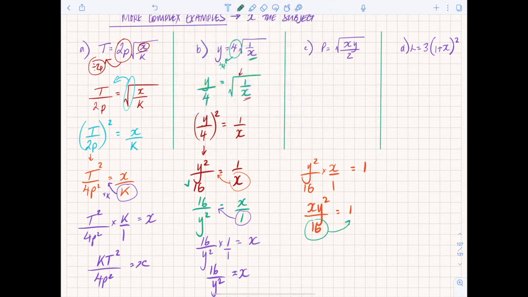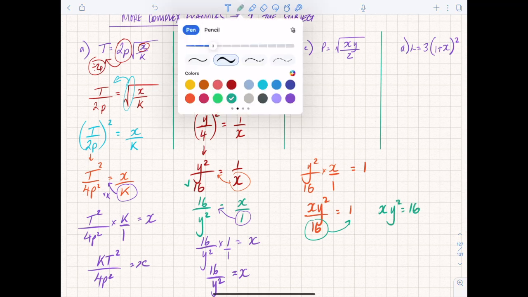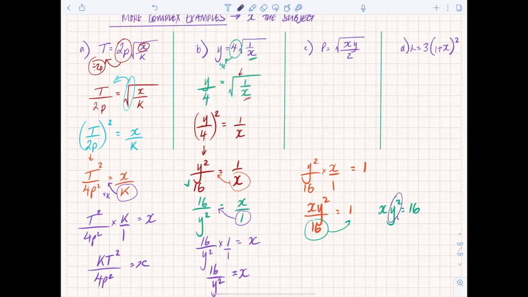I'd have to take the 16 over, and it'd be times by 16. So it becomes x y squared is equal to 16. And then at that point, I'd need to remove this y squared, where it becomes x equals 16 divided by y squared. And you can see the answer is exactly the same here and here. I'm just adding additional steps here.